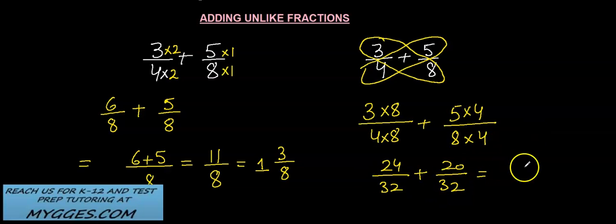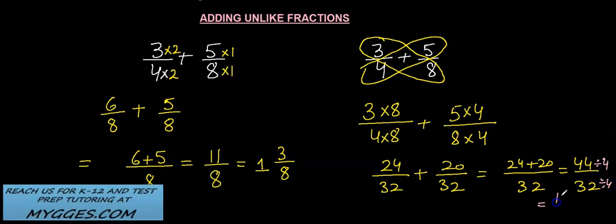Now we have like denominators, so we take the denominator and add the numerators. So 24 plus 20 equals 44 over 32. And then you can simplify it. We can simplify it by dividing both numerator and denominator by 4. That would be equal to 11 over 8. And then we can simply write that in mixed form, which is 1 and 3/8.